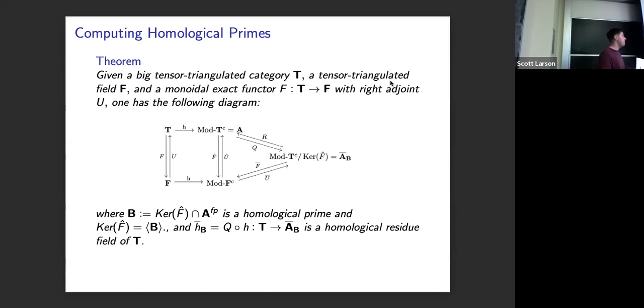So the question is, how do we get these tensor functors to fields? If we find a natural class, then we get a natural corresponding collection of homological primes, and by extension, homological residue fields.